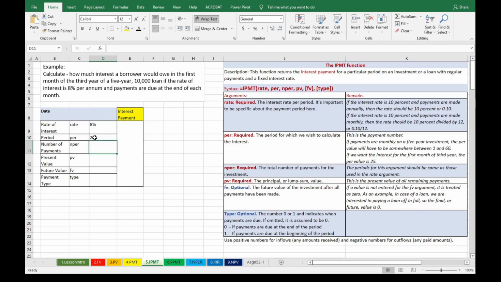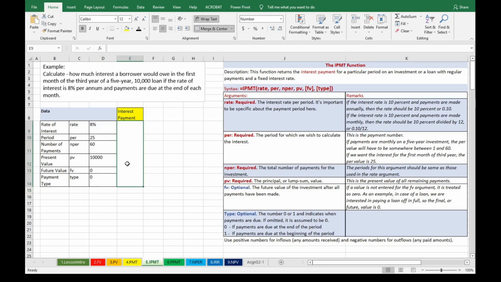Then the number of payments. It's a 5-year period, so the number of payments is 5 times 12, that is 60. We have the present value of the 10,000 loan we are taking, so it is positive 10,000. Future value will be 0 because we want to pay off the loan, and the payment type is due at the end of each month. End of each month means it is 0.